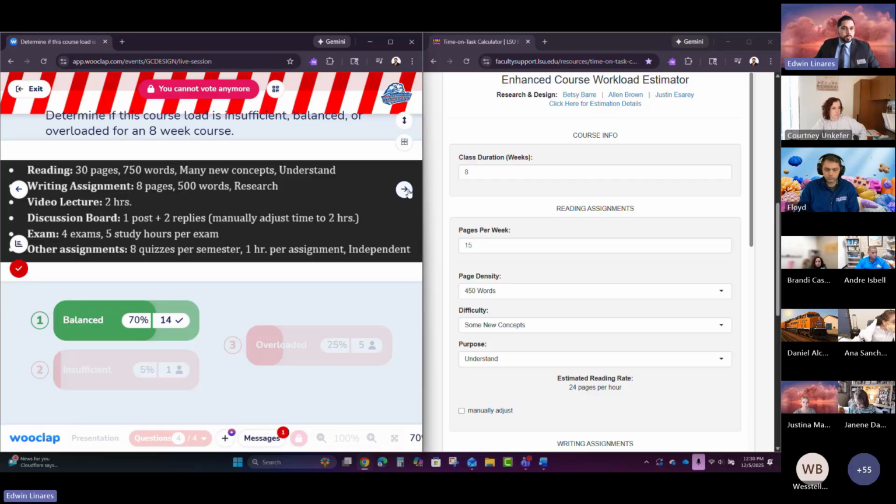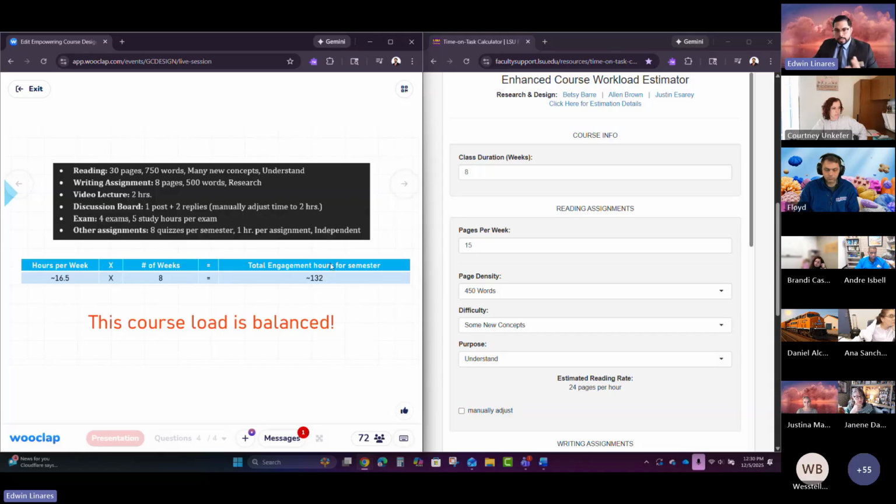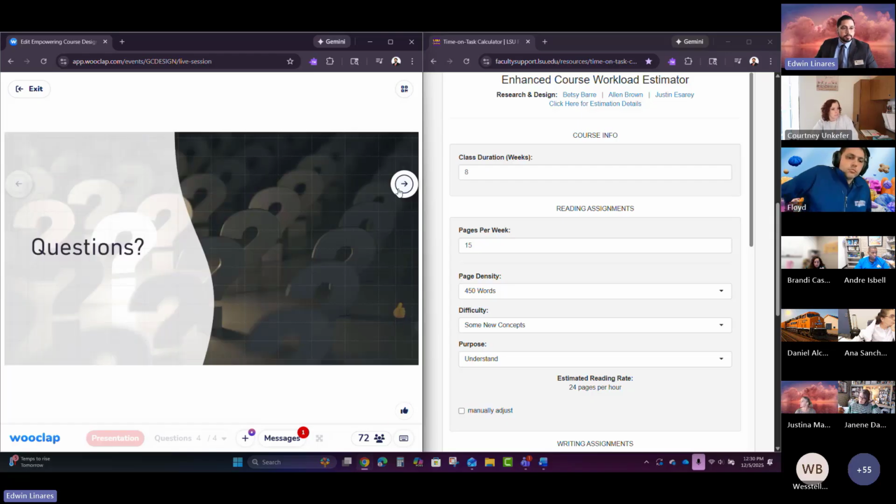Moving on to our next slide. With this calculation, we're looking at roughly 132 total engagement hours for this particular scenario, and that is very close to what is recommended by the academic course guide manual. With that being said, this is in fact balanced. Moving on, we're going to take a look at our questions.